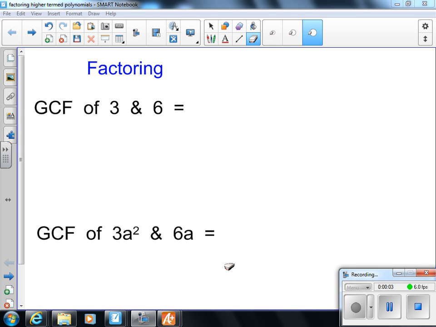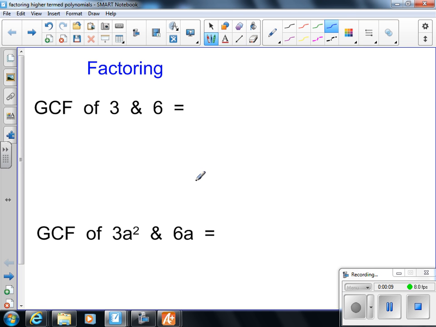Okay, our lesson today is going to be entitled Factoring. We're going to be working on factoring. And we're going to back up just a little bit and review what factors are. From middle school, you learned that factors are the numbers that you can multiply together to get a product.